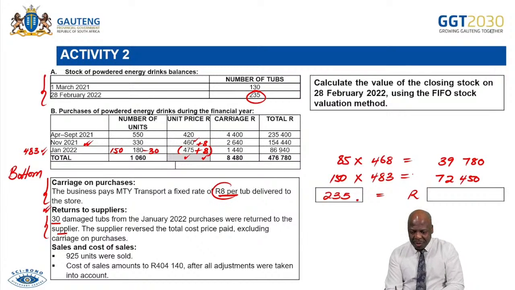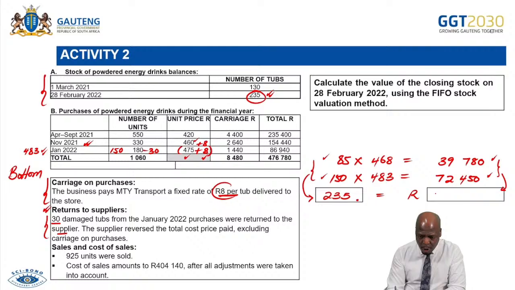Now, as I said earlier, 85 plus 150 gives you 235 units. To get the value, we say 39,780 plus 72,450. How much is the value of our closing stock? 112,230. That is the value of closing stock in this particular question. It is as easy as we have done it now. You just need to have more practice on this kind of questions.